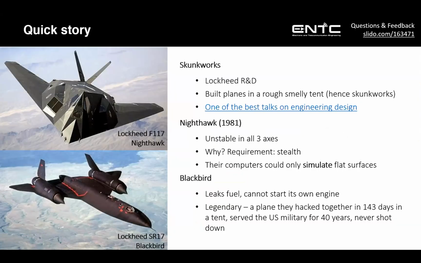Okay, so let's go for a quick story to tell about some fundamental ideas in engineering and how they relate to product development. These are two of the most iconic aircraft ever built. The first one is the Nighthawk, and the second one is the Blackbird. They were built by Lockheed Martin, an American company, for America during the Cold War, after the Second World War. America and Russia were in a Cold War, so they wanted to spy on each other. In America, the government gives contracts to these companies.